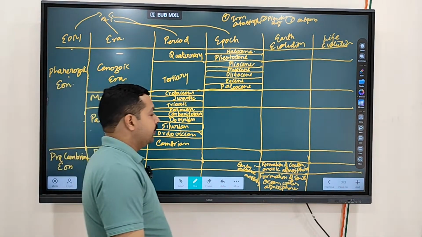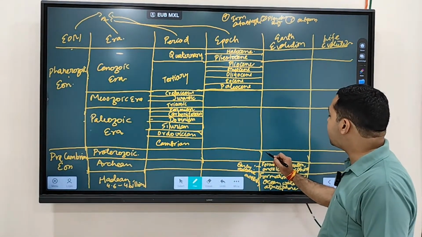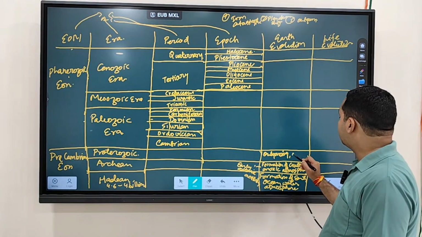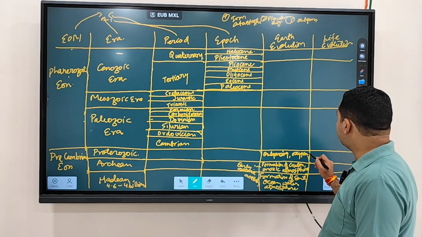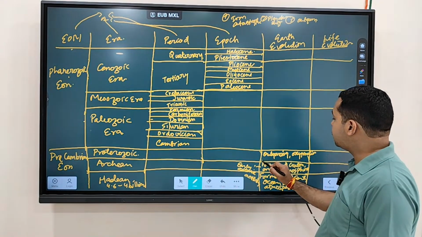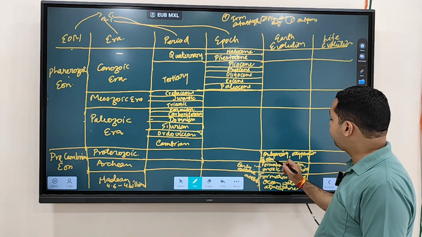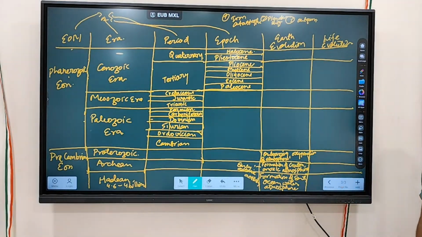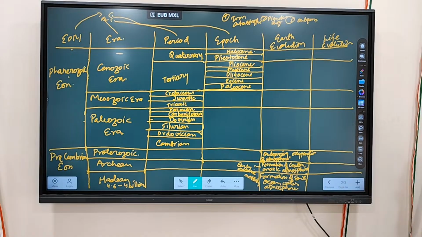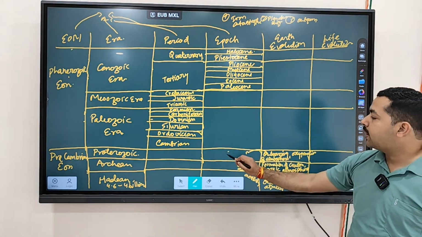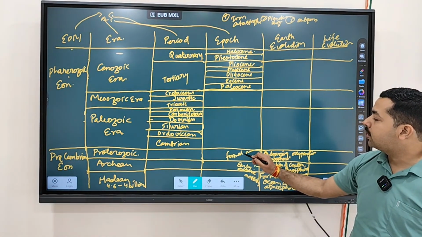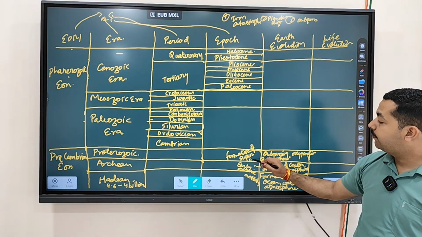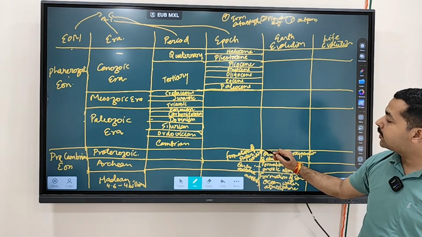Now what is happening in this period, the Proterozoic? You'll see outgassing happening, and oxygenation of the atmosphere. So outgassing is happening, oxygenation of the atmosphere is happening, and another thing happening is the formation of a supercontinent. Remember the continental drift theory?